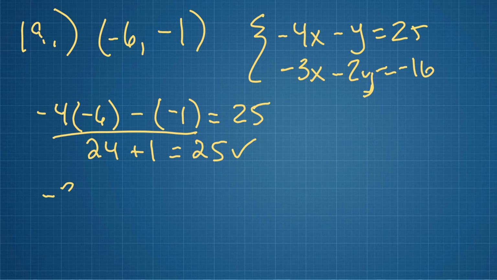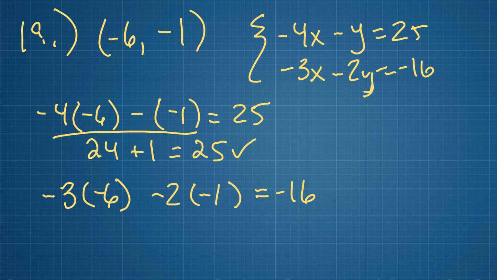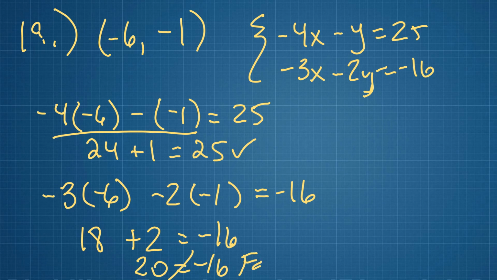So now I'm going to write the second equation, and instead of the letters, I write empty parentheses. Now I plug in negative 6 and negative 1. Negative 3 times negative 6 is positive 18. Minus 2 times negative 1 is plus 2. That equals negative 16? No, it doesn't. 20 does not equal negative 16, so it's false.